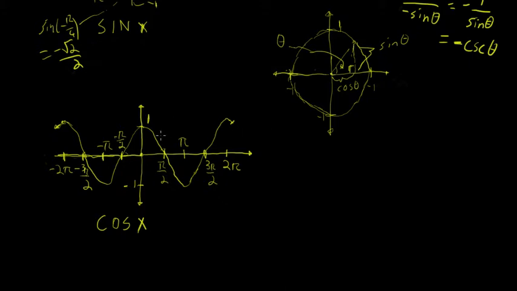But more importantly, we are concerned with what is the cosine of negative x relative to the cosine of x, or cosine of theta, negative theta relative to cosine of theta. Well, let's say we're looking at the cosine of pi over 4. Cosine of pi over 4 is the square root of 2 over 2.